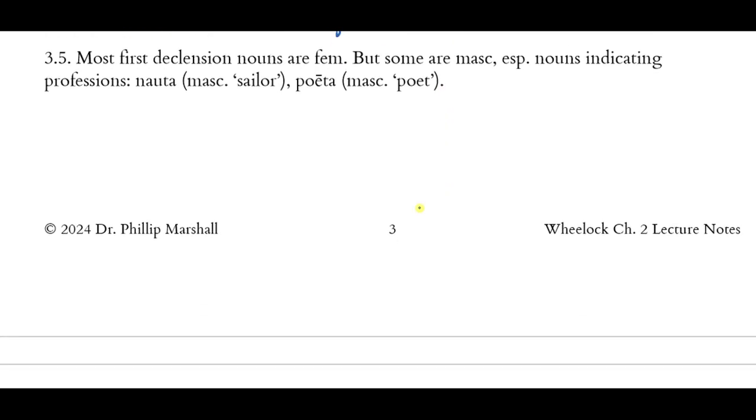Now, most first declension nouns, and that's what we're going to deal with in this chapter, most of them are feminine. So when you see a first declension noun, your assumption can be that it's feminine unless you're told that it's not. There are some masculine nouns that are first declension, and usually these are nouns that indicate a profession. So you learn these in our lesson. Nauta, which is a masculine first declension noun, not a feminine one, means sailor. Poeta, that's a masculine first declension noun, means poet.